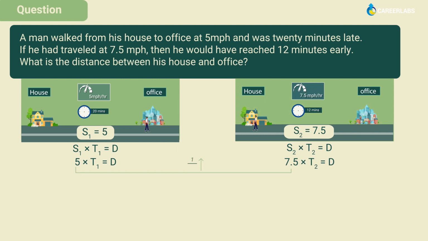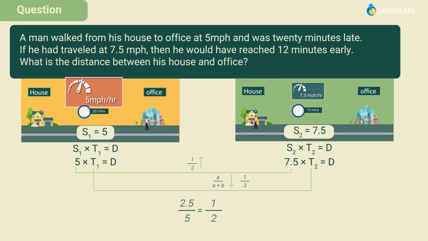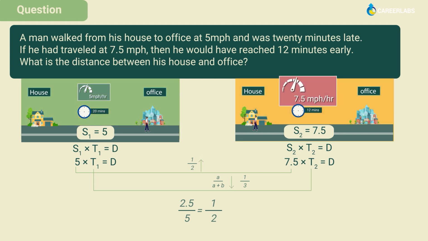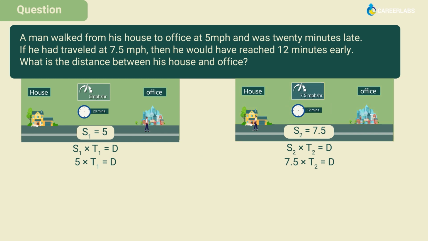But the speed has increased by 50%, which is 1 by 2. Now what did we learn about the first rule? If the speed increases by 1 by 2, then the time will decrease by a by a plus b, which is nothing but 1 by 3, since the distance is constant here. In the first scenario, at a speed of 5 miles per hour, he took 20 minutes more than the actual time to reach his destination. And in the second scenario, at a speed of 7.5 miles per hour, he took 12 minutes less than the actual time to reach his destination. So the difference between the times, let's say T1 and T2, will be equivalent to 32 minutes. 20 minutes plus the 12 minutes early. 20 and 12, 32 minutes.